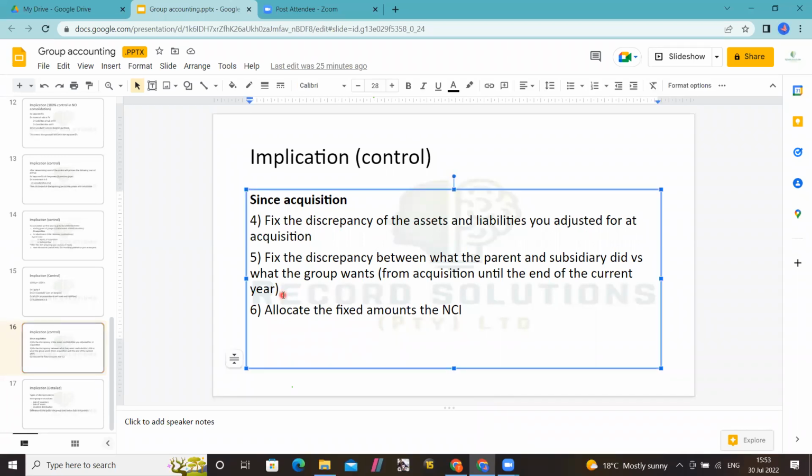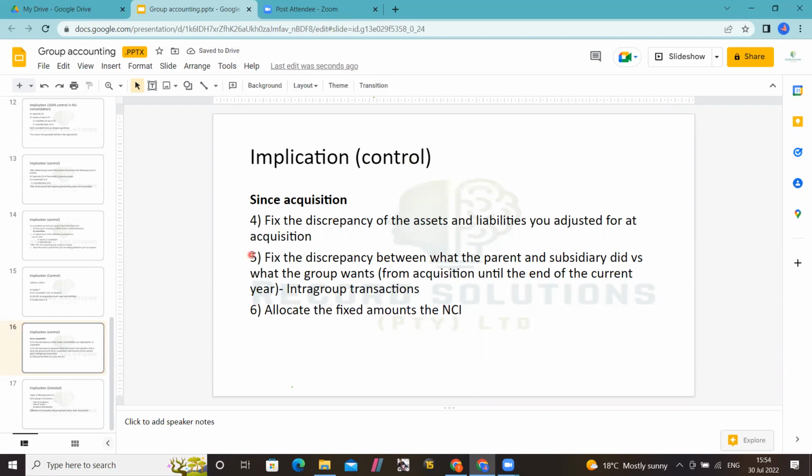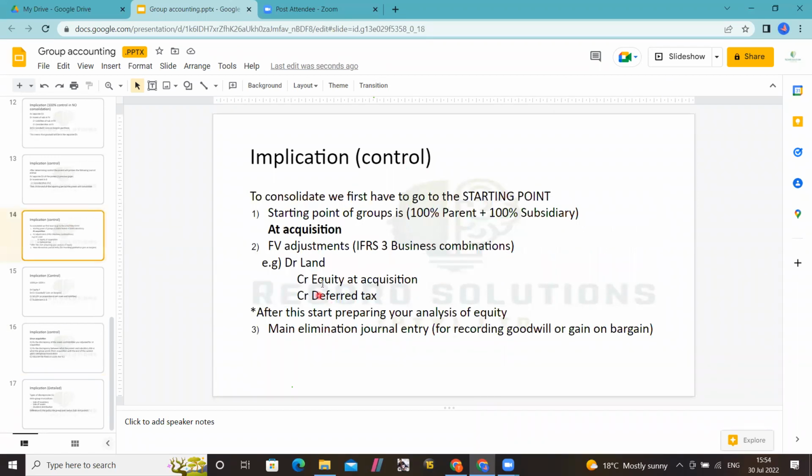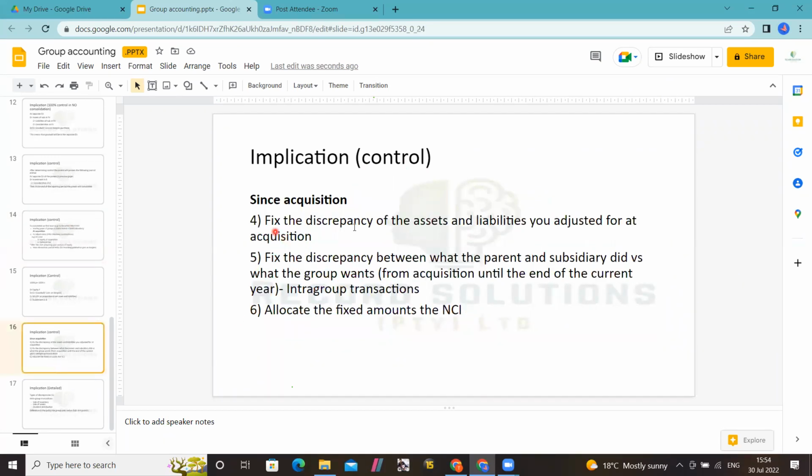Number five is intra-group transactions, because what happens after is intra-group transactions. So I didn't write it here, but just to illustrate, these are intra-group transactions, right? So you know exactly where you are. If they say they want intra-group transactions, you must not start with the main elimination journal entry, or fixing these discrepancies as a result of the fair value adjustment. Even if you had fair value adjustment, you must not have done these journal entries, because even though they are pro forma journal entries, they are not intra-group related, right?